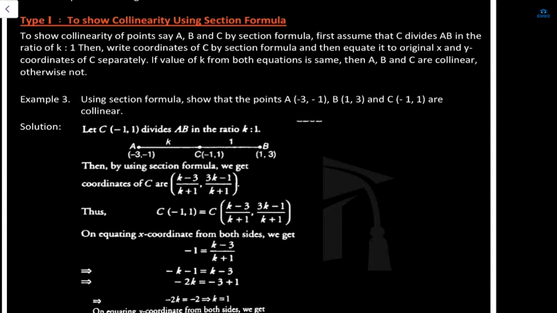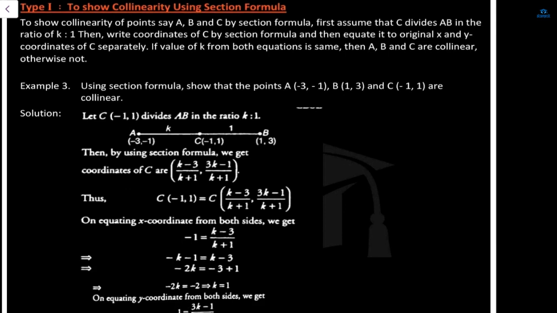Collinearity, I think all of you know what it is. It means all the points lie on the same line. The number of points should be more than 2, because 2 points always lie on the same line. So the minimum should be 3, 4, 5 points like this. Now, to check collinearity with the section formula, you will have minimum 3 points.